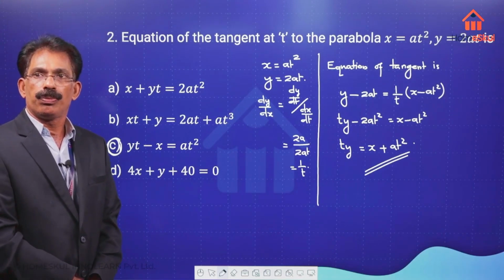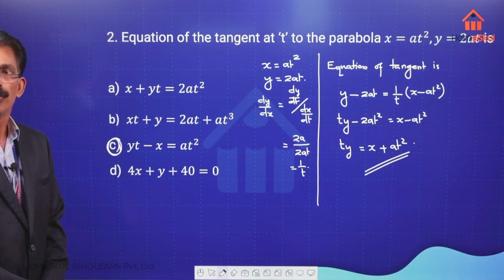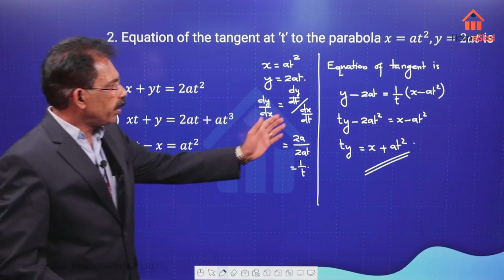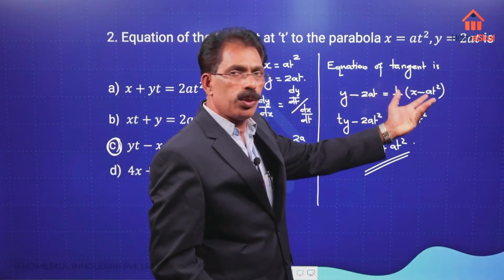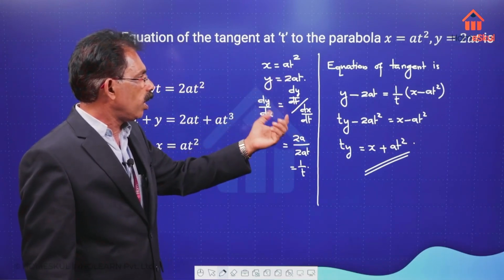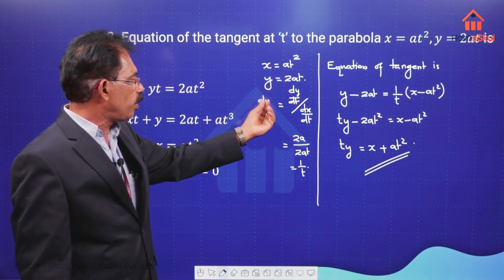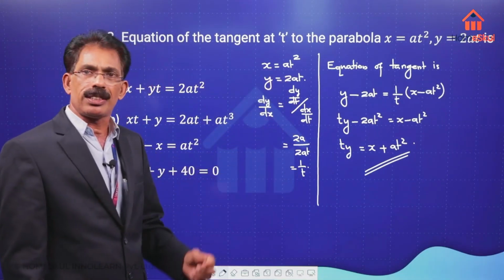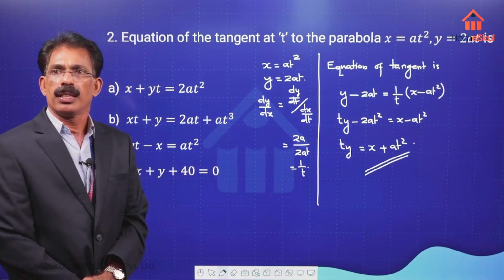Do you follow? So directly we are applying the formula y minus y1 is equal to m into x minus x1. The m is the slope. How to get the slope? We differentiate, dy by dx. So dy by dx is 1 by t. That is the slope of the tangent. Okay.